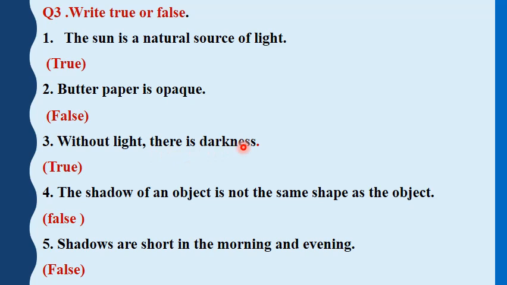Without light there is darkness. Okay, that is correct. If there is no light, it means there is darkness. Number 4, the shadow of an object is not the same shape as the object. Okay, that statement is false, because the shadow of the object is the same as the shape of the object. Number 5, shadows are short in the morning and evening. This statement is also false, because shadows are long in the morning and evening.